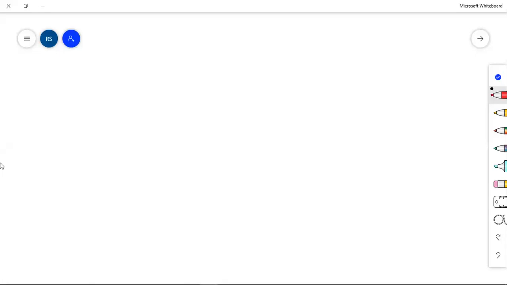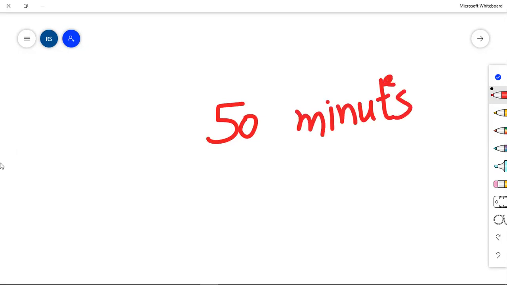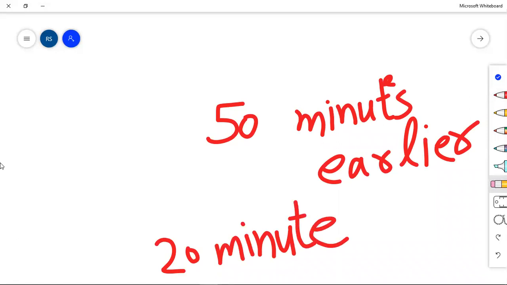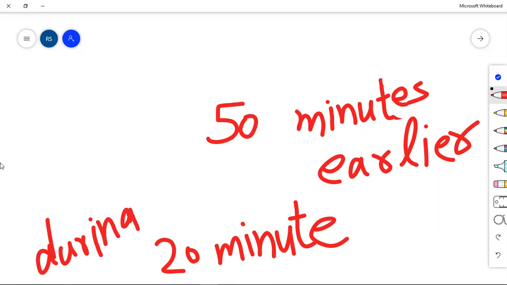Because of Isha prayer, from tomorrow, our class will start 15 minutes earlier. And we will take a 20-minute break during the class also, daily. So from tomorrow, the class will start 15 minutes earlier, and during the class there will be a break of 20 minutes. Okay. Any questions? Inshallah, tomorrow we'll continue.